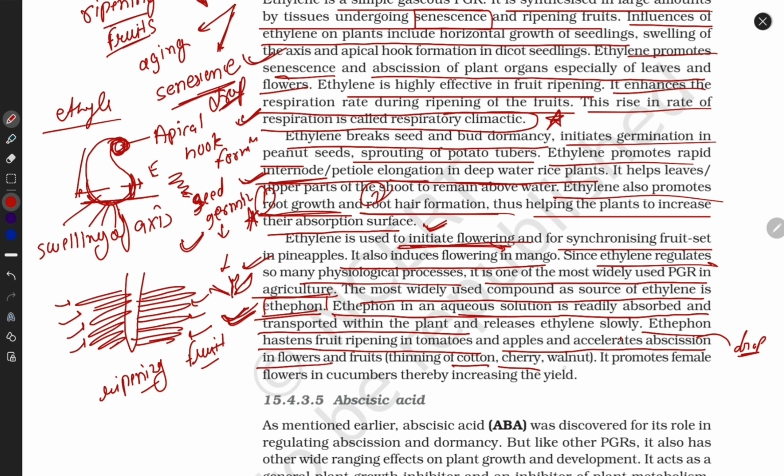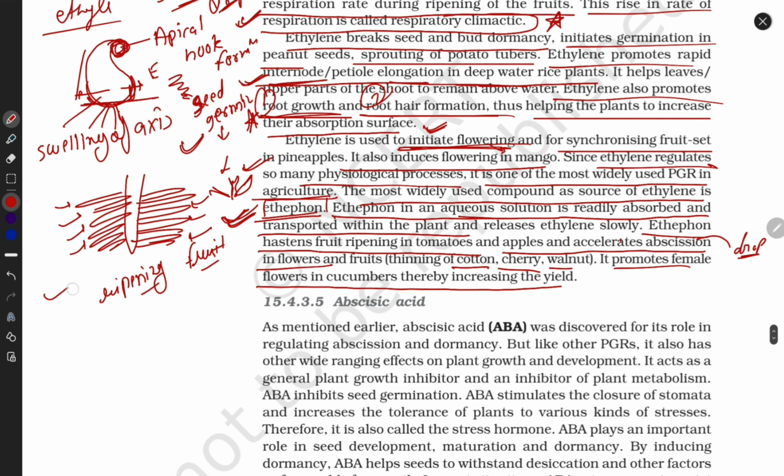Examples are cotton, cherry, walnut. It promotes female flowers in cucumber, thereby increasing the yield. They produce female flowers in large numbers. Femaleness. They give femaleness to a flower, so they can easily yield the maximum amount of cucumber.